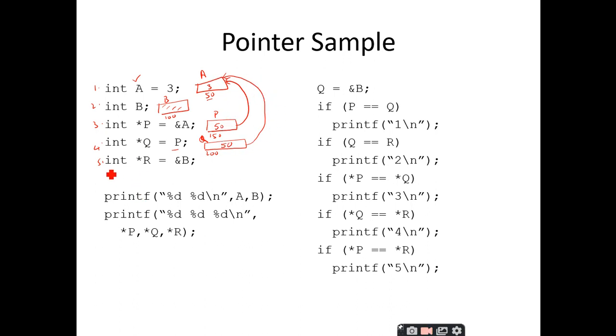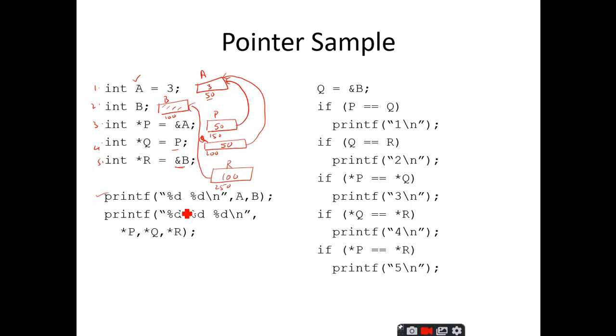Right? So coming to the fifth statement, int r = b. This is also a declaration. Assume that 250 is the base address for r, and what is it storing here in r? It is going to store the address of b. What is the address of b? It is 100. Now tell me the values. That means here it is going to point like this.